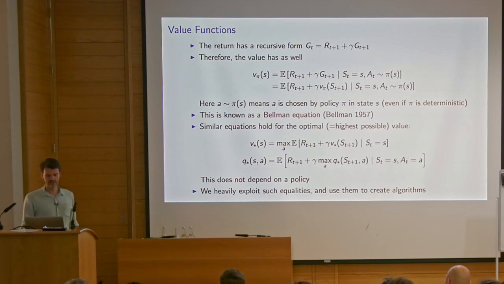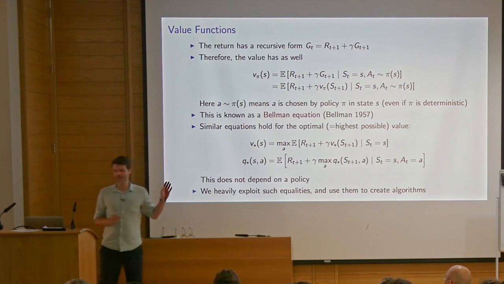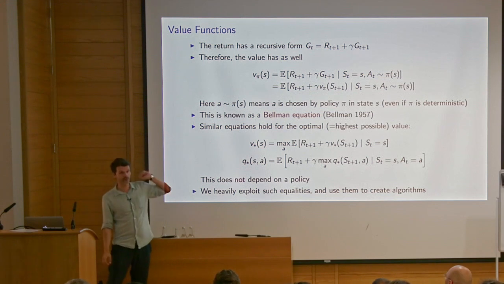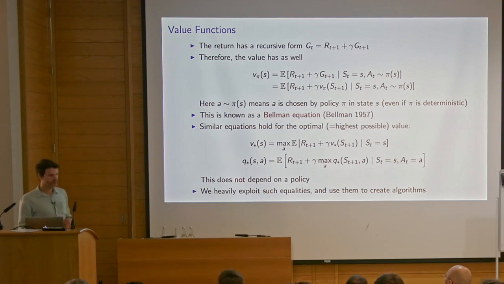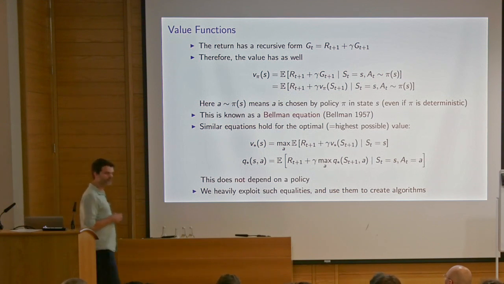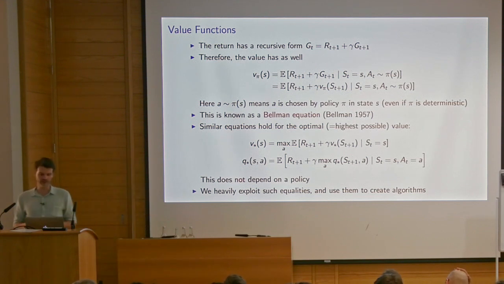And similar equations actually hold for the optimal value, which is typically denoted with a star in the reinforcement learning literature. So we replace this subscript of pi, the current policy, with a star, which basically stands in for the optimal policy. And this is quite interesting, because now we can reason about what the optimal value is that you could attain in this specific Markov decision process.